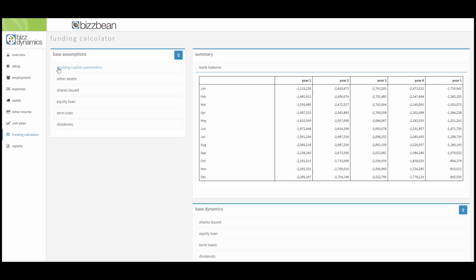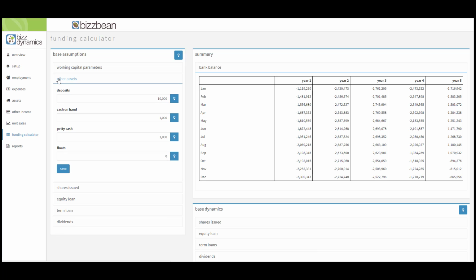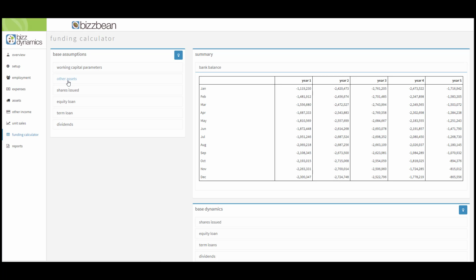that overdraft. We'll obviously also have some other assets that we need to set up. So what I've done is I've suggested that we've got 10,000 in deposits, 1,000 in cash in hand, and that sort of thing will happen. Now let's see how we can fund the balance sheet.